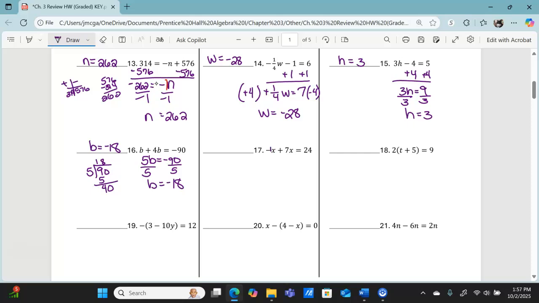Negative 1x plus 7x is 6x. Combining like terms first. Divide by 6. We get x equals 4.